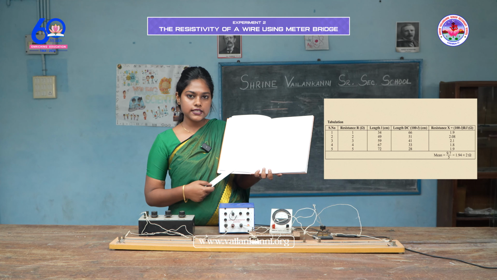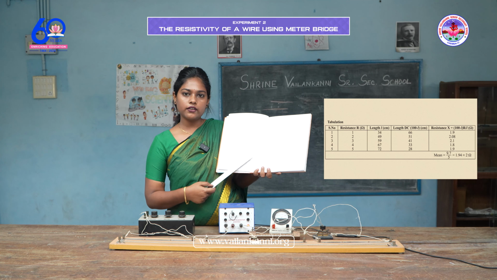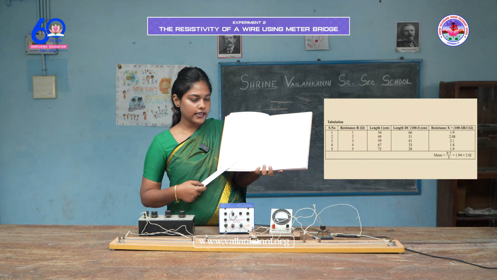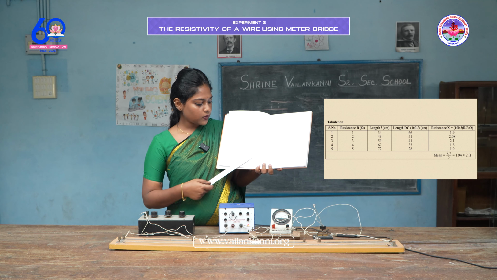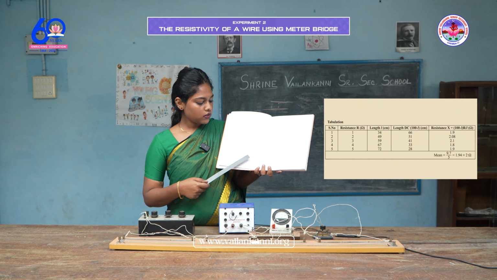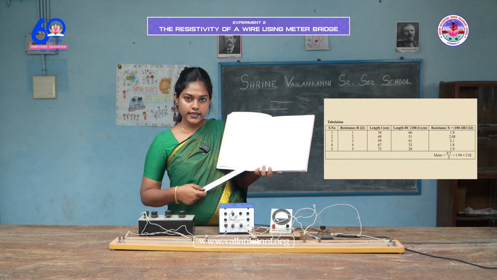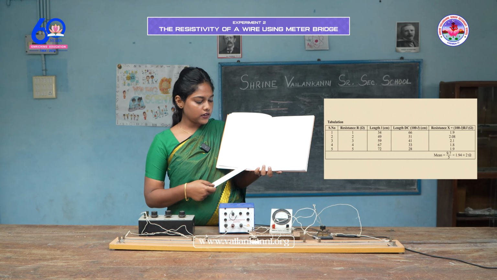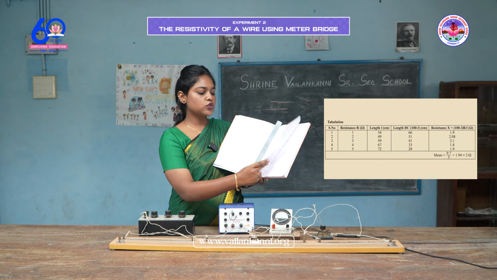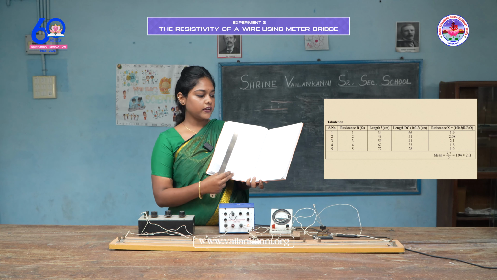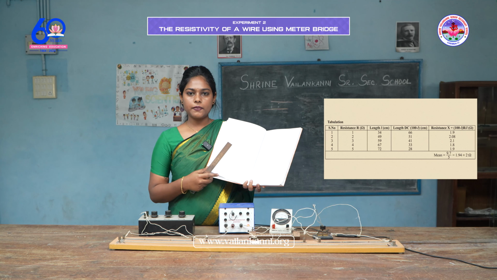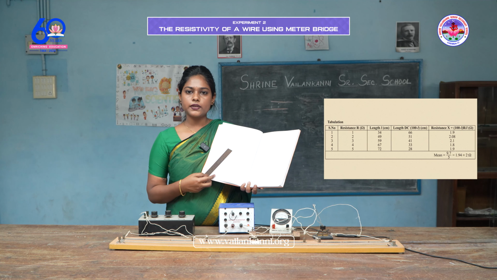Then the final resistance formula: X is equal to (100 minus L) divided by L, into R. We have the 100 minus L value 66 divided by the L value 34, multiplied by the resistance. So we have to find the resistance for each reading and then find the mean value, which is the final result of the meter bridge experiment. Here we have 2 ohms. So 2 ohms is the mean value result of the meter bridge.